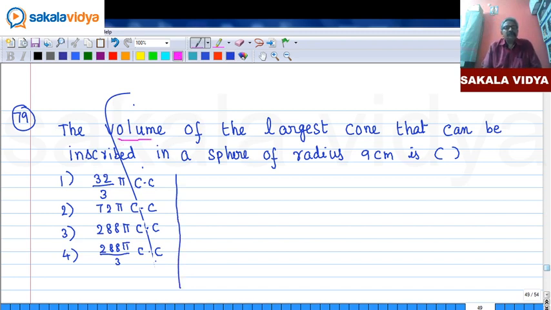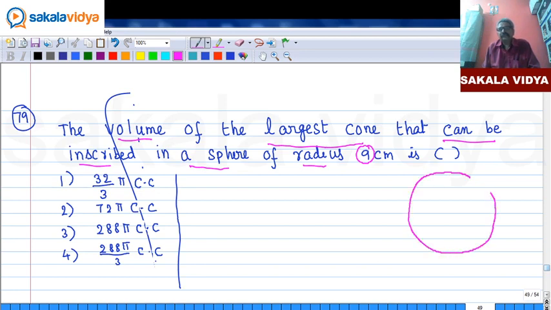The volume of the largest cone that can be inscribed in a sphere of radius 9 centimeters. If you want to remember the shortcut, you do one thing. Instead of 9, you put R and find out the largest volume. That becomes the formula. That's all. But I will explain the formulation here. Largest cone which is inscribed in a sphere. That means take a circle. In that inscribe a cone.